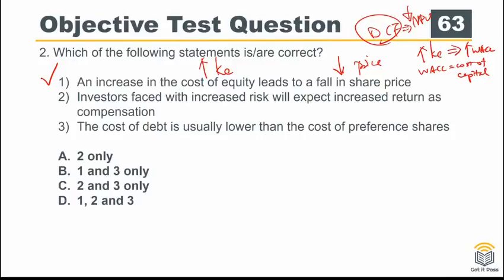Second, investors faced with increased risk will expect increased return as compensation. For the risk increase, if we are applying the capital asset pricing model, the formula is the risk-free rate plus the beta of a company times the equity risk premium.